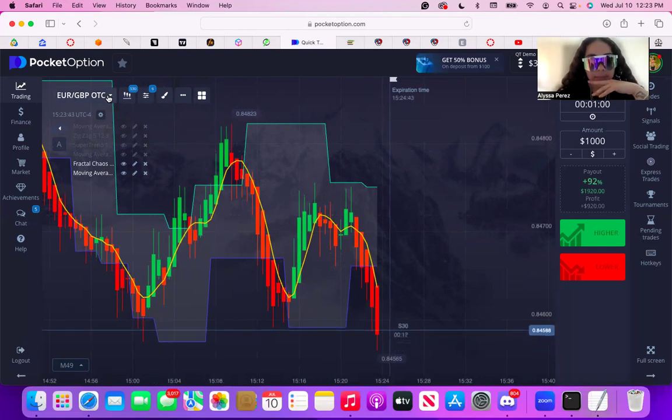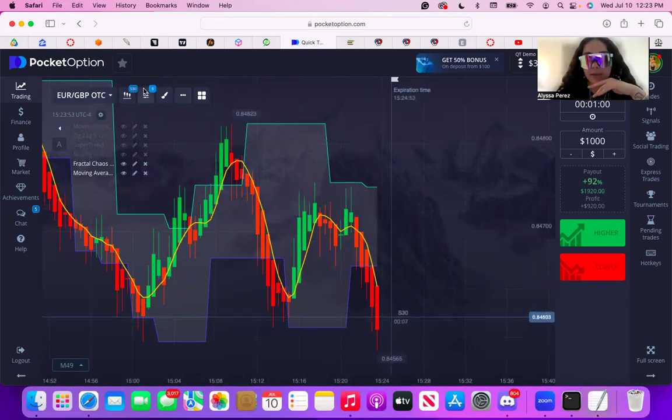I don't know about this one just because it's in this area here. It might want to bounce up and then come down, or it could be coming down even farther, but not too sure.